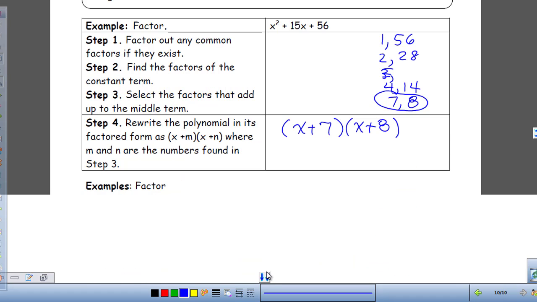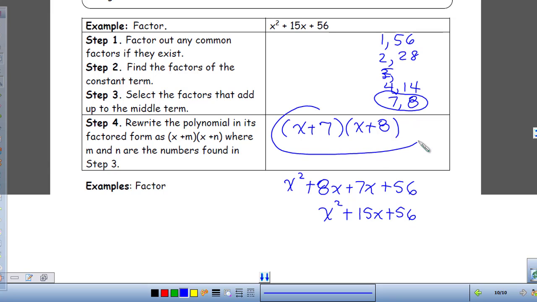Okay. We can check it out by multiplying it. When we multiply this together, it should take us back to where we started. So if we use FOIL, we get x squared for the first, for the outer plus 8x, for the inner plus 7x, and for the last plus 56. So we get x squared plus 15x plus 56. So we know that our answer is correct.